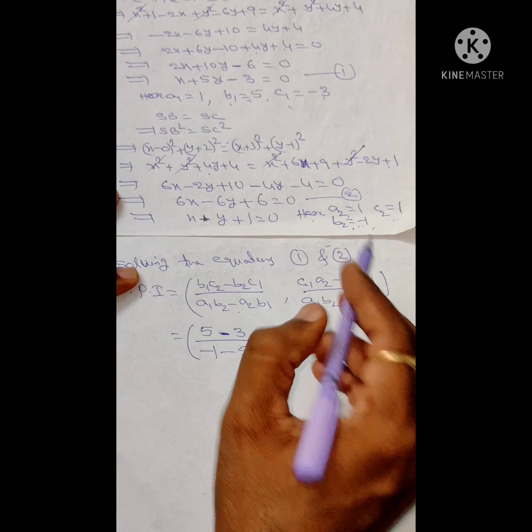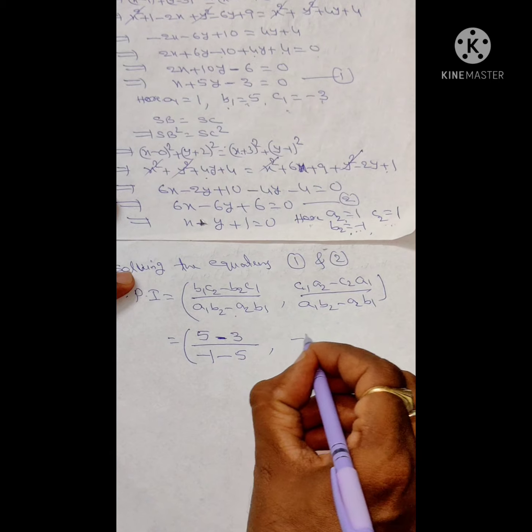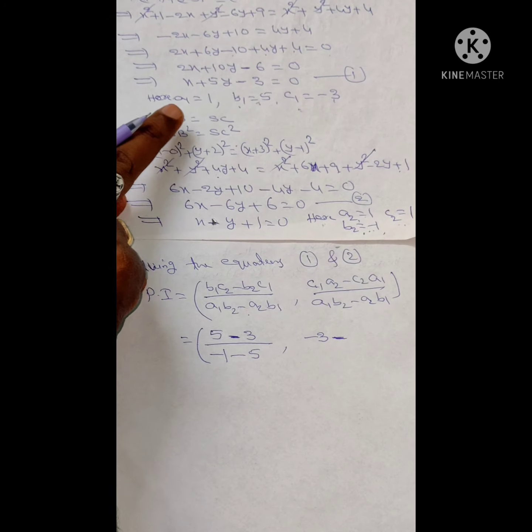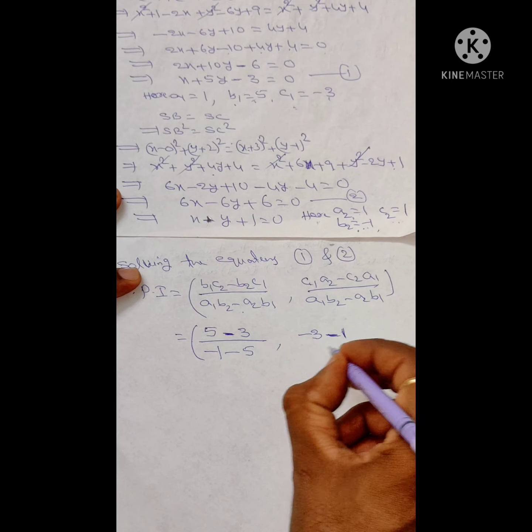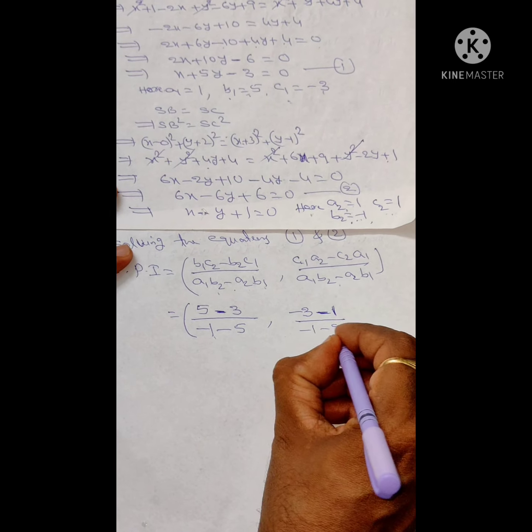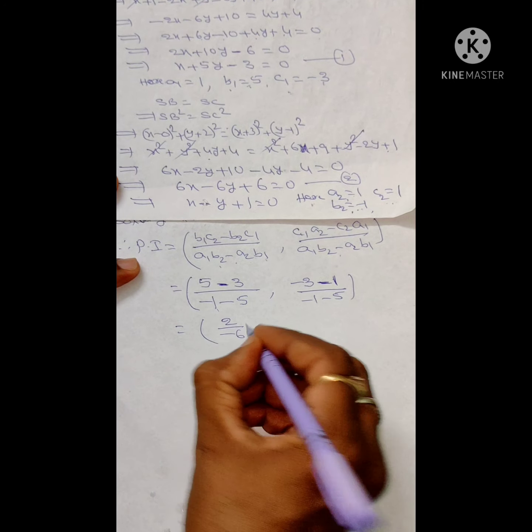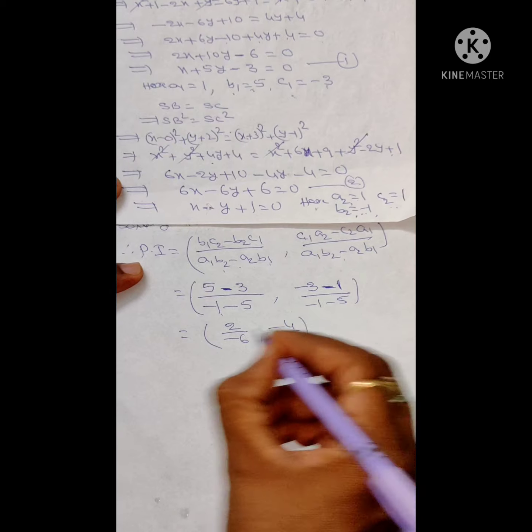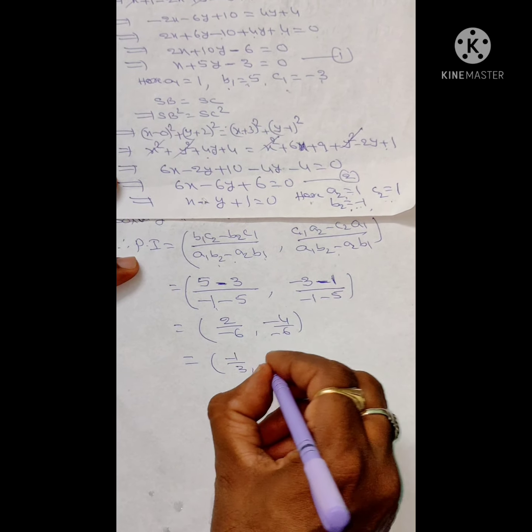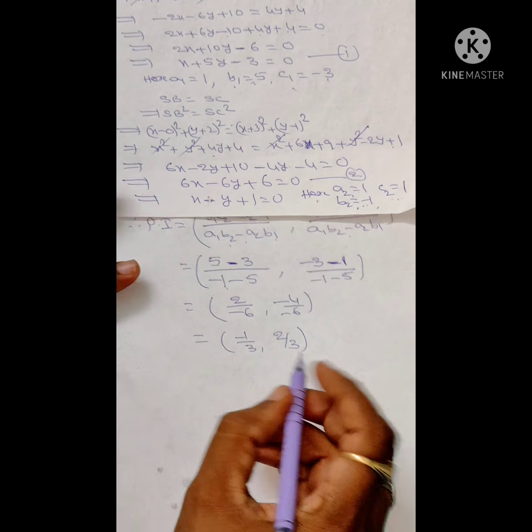Next, c1a2 is minus 3, minus c2a1, that is minus 1, by a1b2 minus a2b1, which means minus 1 minus 5. This is equal to 2 by minus 6, minus 4 by 6, that is equal to minus 1 by 3 comma, minus minus gets cancelled, 2 by 3.